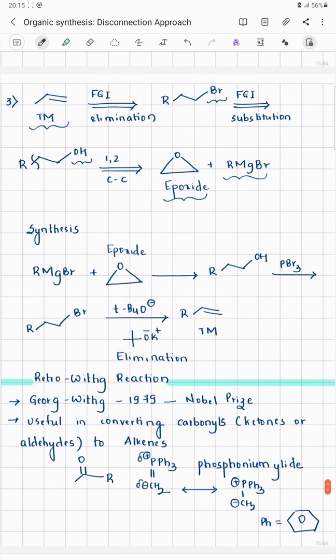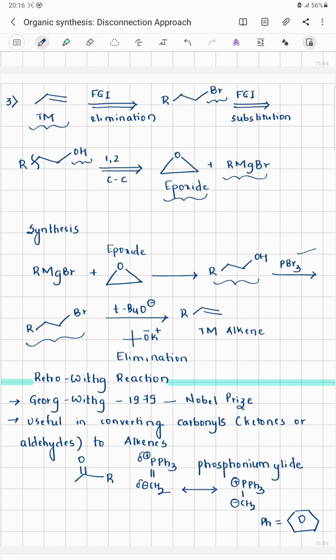How can we do this in the synthesis? A Grignard reagent like RMgBr would attack the epoxide to give me this long chain alcohol. This long chain alcohol, under the influence of phosphorus tribromide, is going to give me an alkyl halide. The alkyl halide, in the presence of a strong base like tertiary butoxide, undergoes an elimination reaction to give my target molecule, that is an alkene. So this is another way of synthesizing alkenes, making use of a halide system.